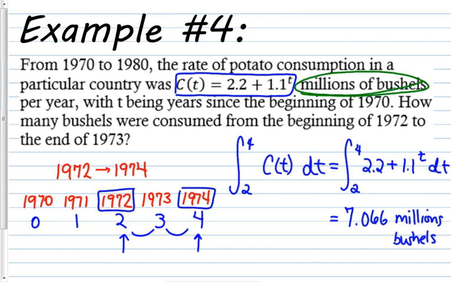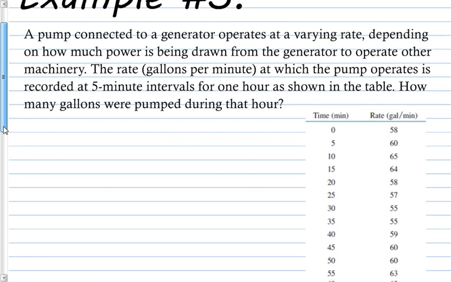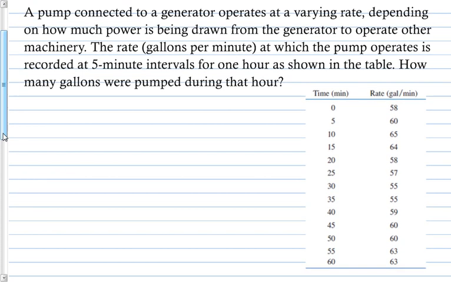Okay, next. A pump connected to a generator operates at a varying rate depending on how much power is being drawn from the generator to operate other machinery. The rate in gallons per minute at which the pump operates is recorded at 5-minute intervals for 1 hour as shown in the table. How many gallons were pumped during that hour? So again, we're looking for this total, this idea of total of everything. But I don't have an equation here. So this is data. We're using a table.